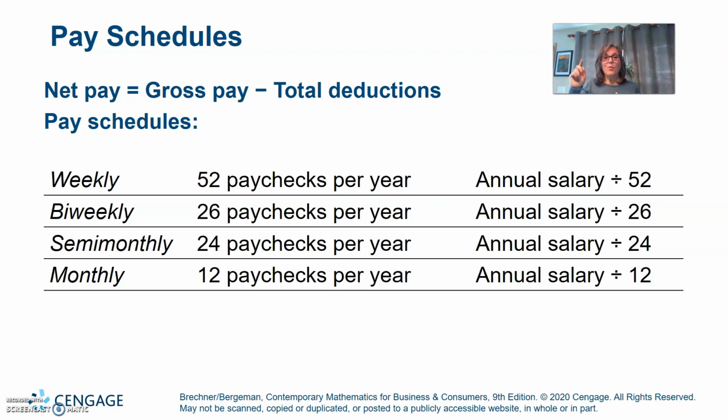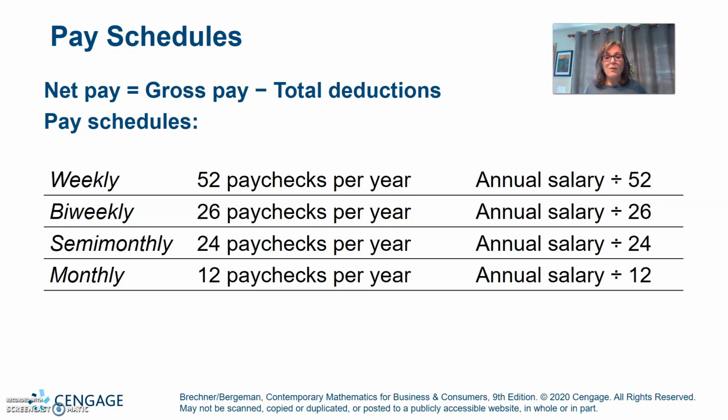But it's not 48. Don't do 12 times 4, because every month has a varying amount of weeks. It's not exactly 4 perfectly. So it's 52. Remember 52. Bi-weekly means that you get paid every other week, and that's 26 of those pay periods. That's how I get paid at SUNY Delhi.